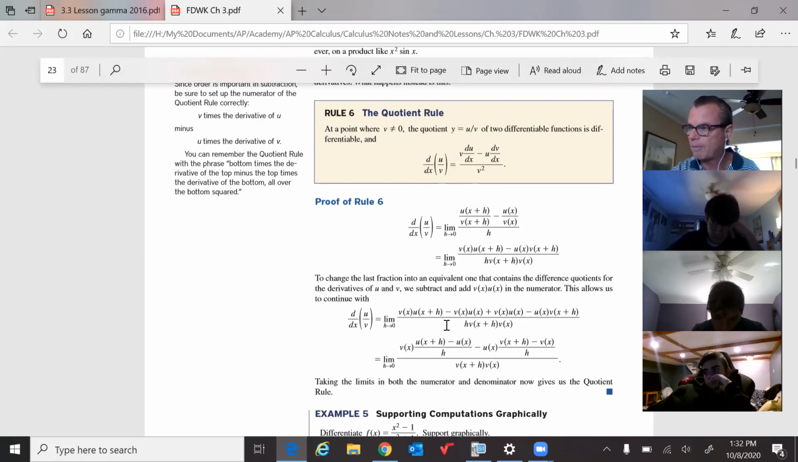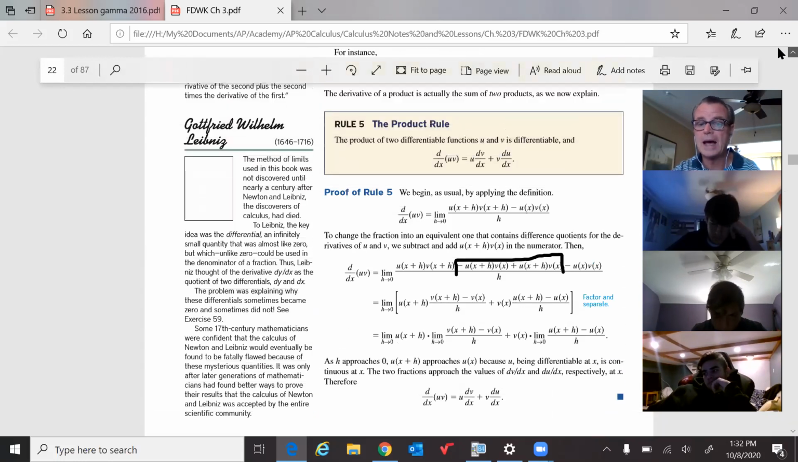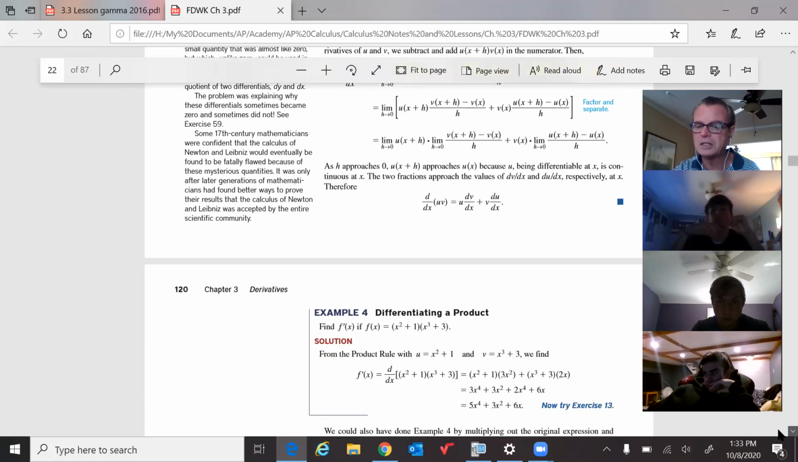Bottom line, what you care about is this. The product rule from Tuesday is commutative. It doesn't matter which function you call u and which you call v, because you're multiplying and there's a commutative property of multiplication. Then you're adding. Use the commutative property of addition. But for division, it does matter.